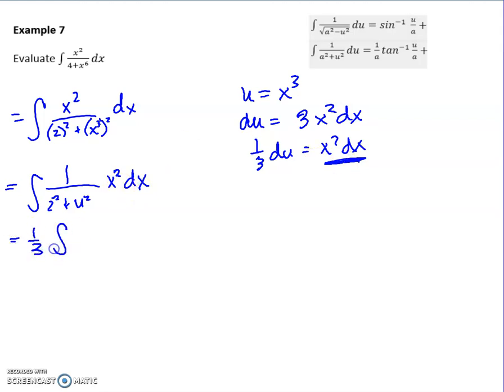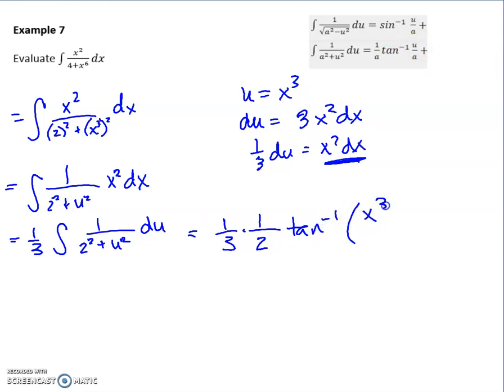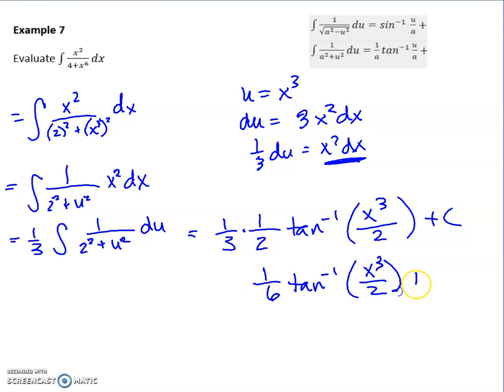I get 1/3. I get 1 over 2 squared plus u squared. All of this, remember, was replaced, so that became a du. Perfect. Now I'm ready to do my antiderivative. I've got the 1/3 out front. I've got 1 over a. Remember, a is your constant out here, so that's just a 2 times the tan inverse of my function, which is u in this case, or x cubed, over a, which again was 2, plus c. So finishing this up, I've got 1/6 tan inverse of x cubed over 2 plus c.